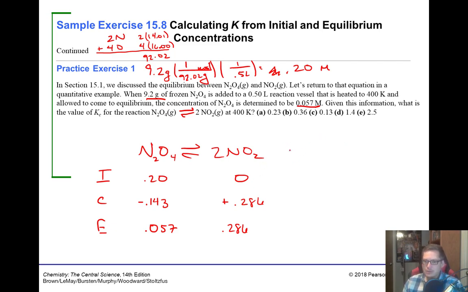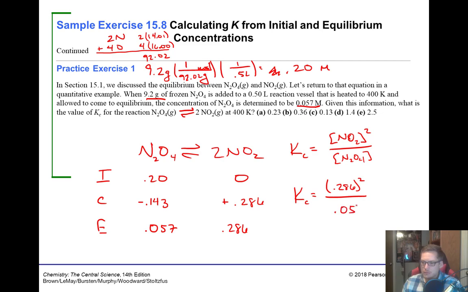Then to find the equilibrium constant expression, our Kc would be equal to the products over the reactants, so that's our NO2, squared, over the concentration of N2O4. Now we just plug everything in. Our NO2 here is 0.286, squared, over N2O4, which is our 0.057. So our Kc is equal to 0.286 squared divided by 0.057, which is 1.4.